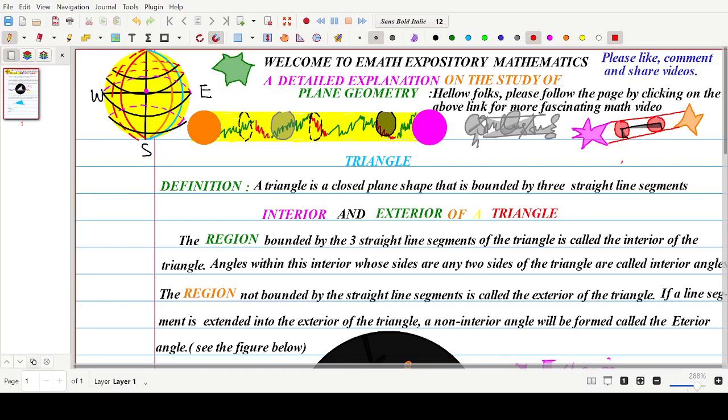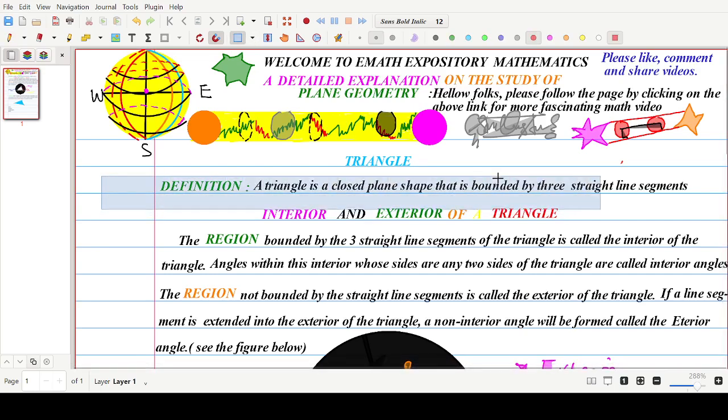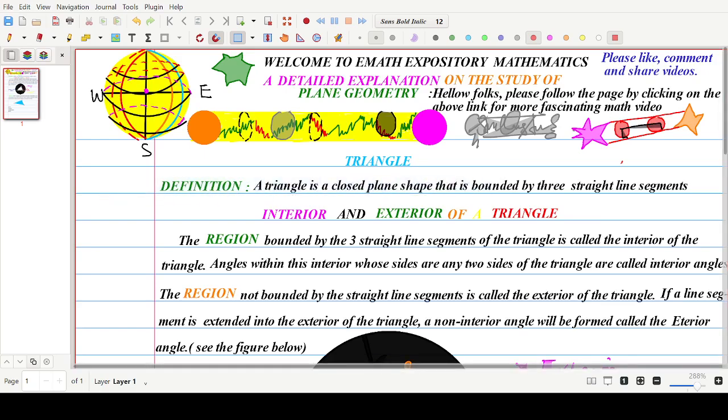So let us continue with our study on geometry. This time around, we are looking at a particular figure called a triangle. What is a triangle? Definition. Over here we said a triangle is a closed plane shape that is bounded by three straight line segments. So what you should notice is that a triangle is a closed plane shape, and it is bounded by three straight line segments.